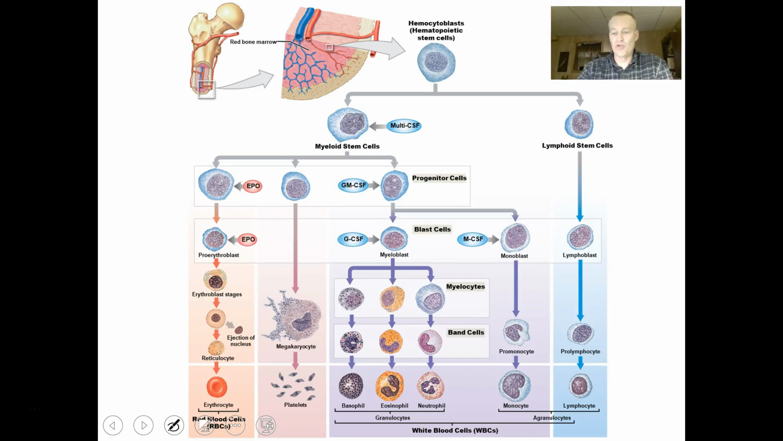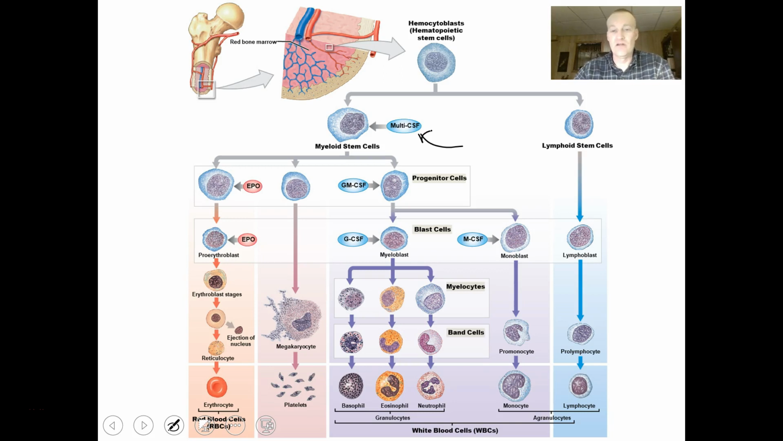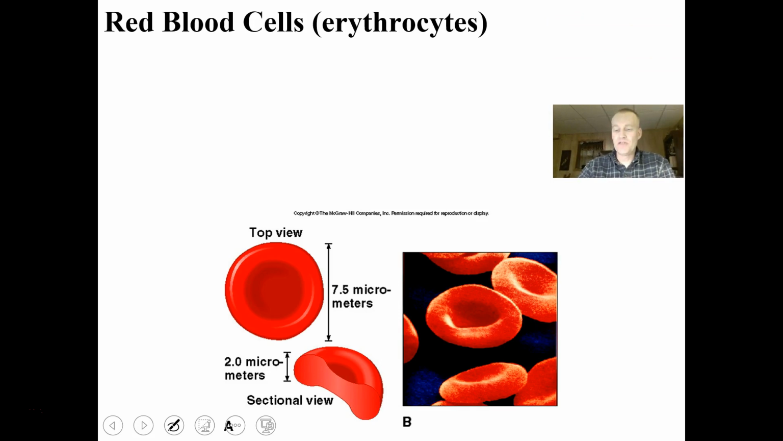Again, just a different picture showing you the same thing, the formation of these things from various kinds of stem cells. I'm more used to colony stimulating factors as opposed to colony forming units as the name for the signal. All right, well, let's talk about red blood cells first.